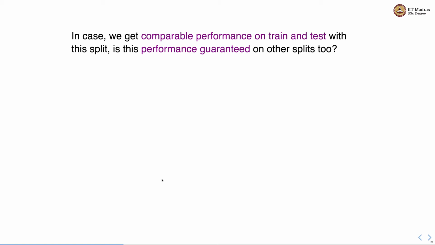So now, in case we get comparable performance on the training and test set with a particular split, is this performance guaranteed on other splits? You remember we used the train_test_split function to get a split on training and test set. That was a single split. So what is the guarantee that the performance we have gotten on this training and test split is also replicable, or guaranteed on other splits?